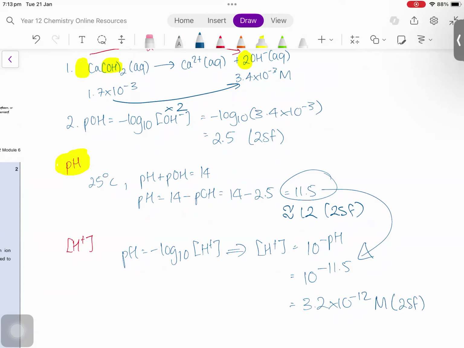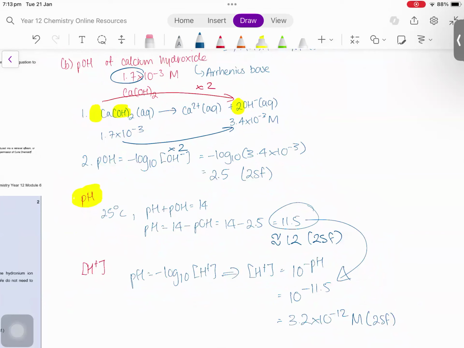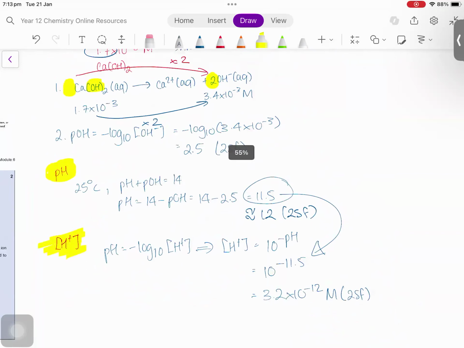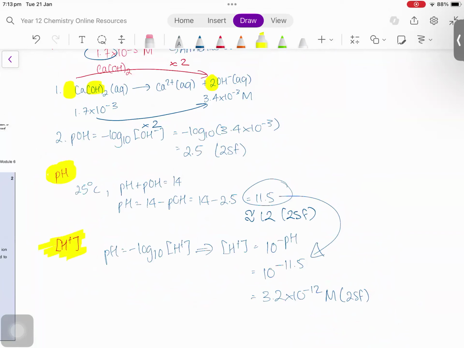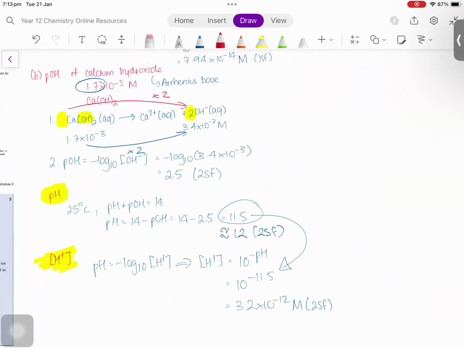It took you a really long time, though, to get there. If this question was asking you just for H plus, the reason we went this way was because I was getting you to practice the equations. But it took a really long time. You calculated pOH, you calculated pH, and then you got H plus afterwards. So guys, I'm going to introduce you to one more equation.